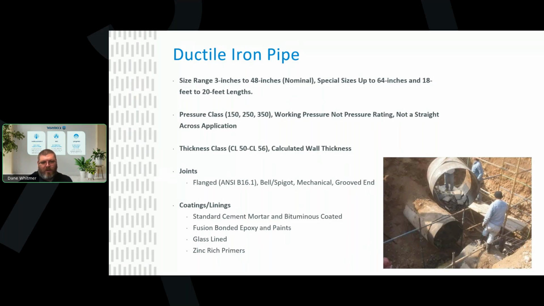In 1991, DIPRA added pressure classes to their selection. Before, they were a thickness class, a number that ranged from 50 to 56, which was a wall thickness. And so they added in pressure class 150, 250, 350 to seem like it was more in line with other elements of water systems that were being sold, for example, your fittings or valves that might be part of it.